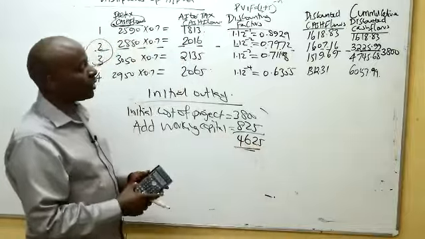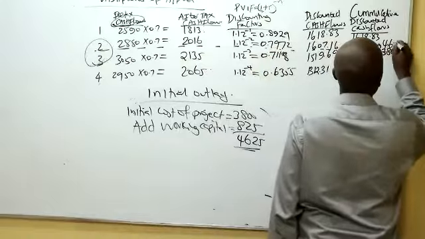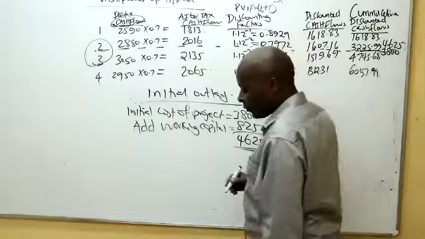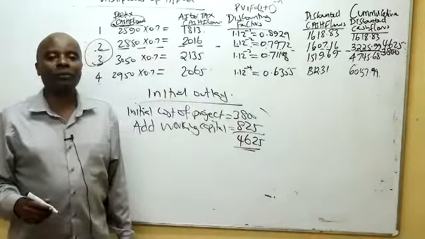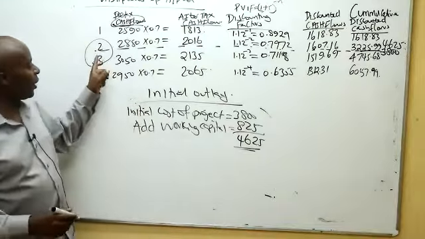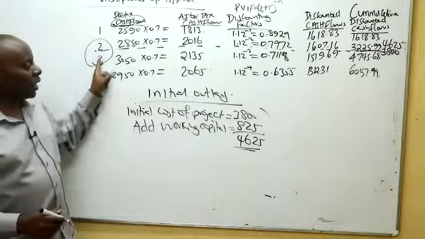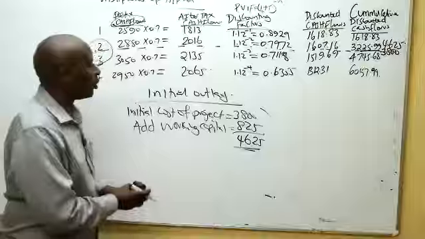So where does 4,625 fall? 4,625 falls there. Yes, so still 4,625 falls in between years 2 and 3. So I would want to hear from somebody: what will be our payback period?